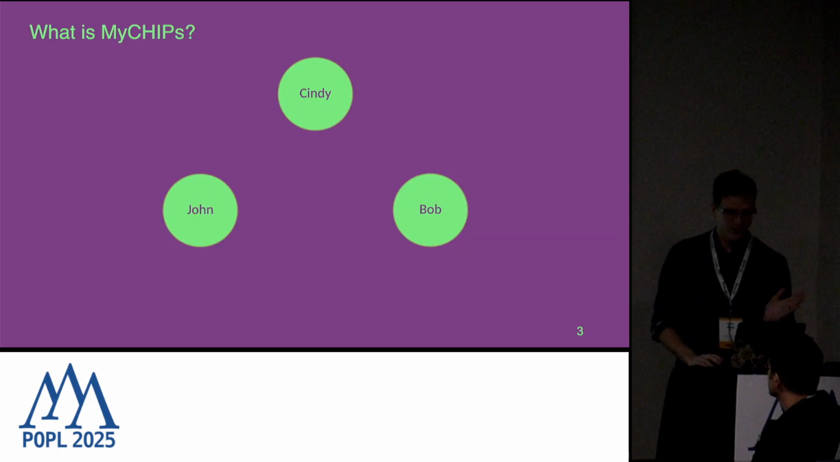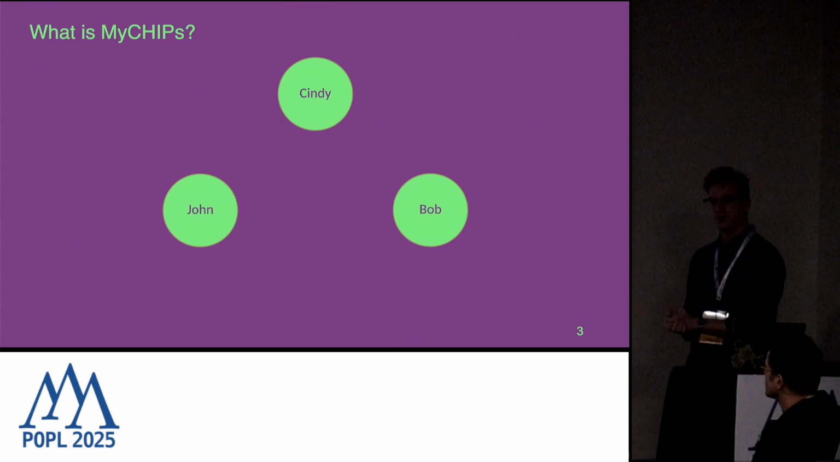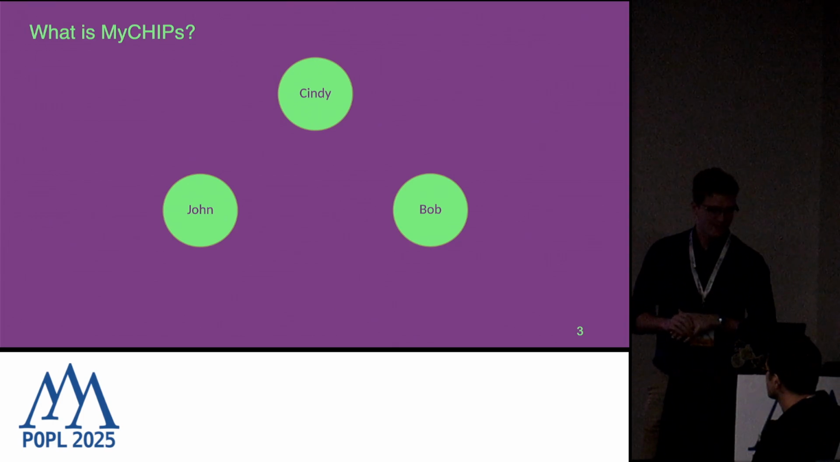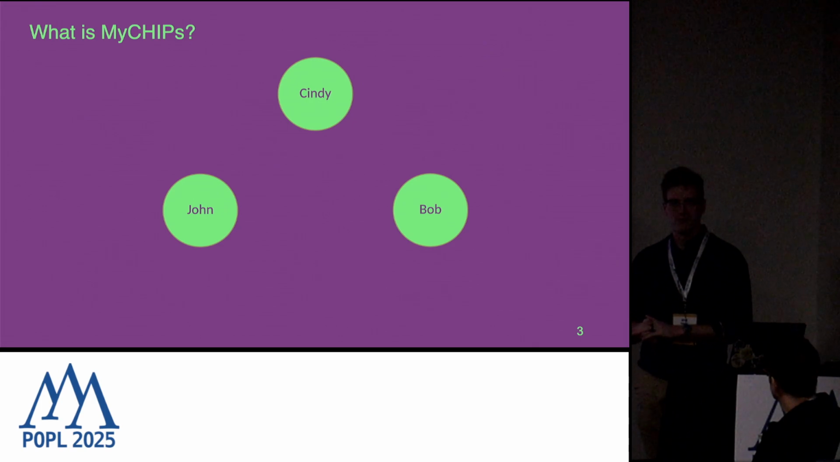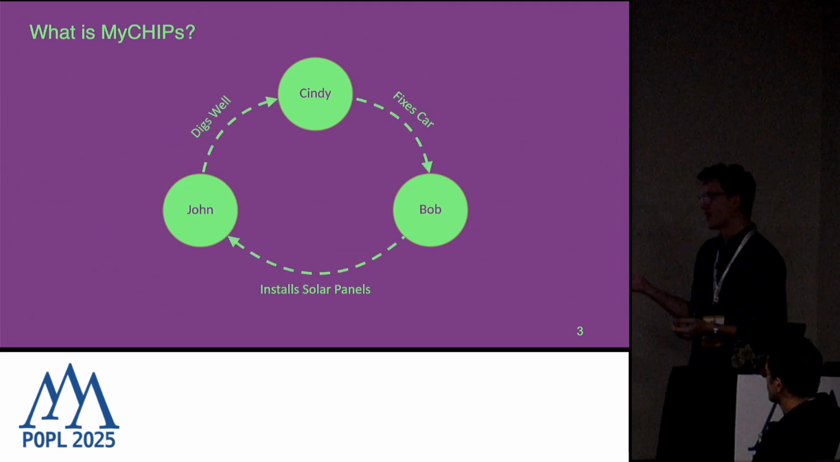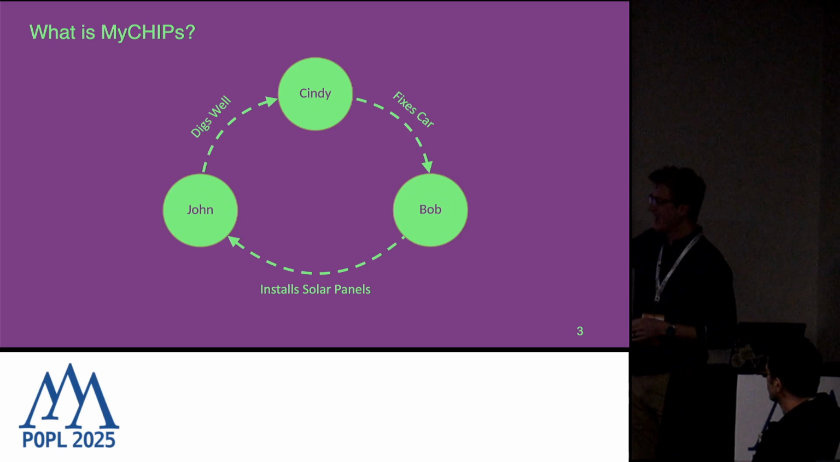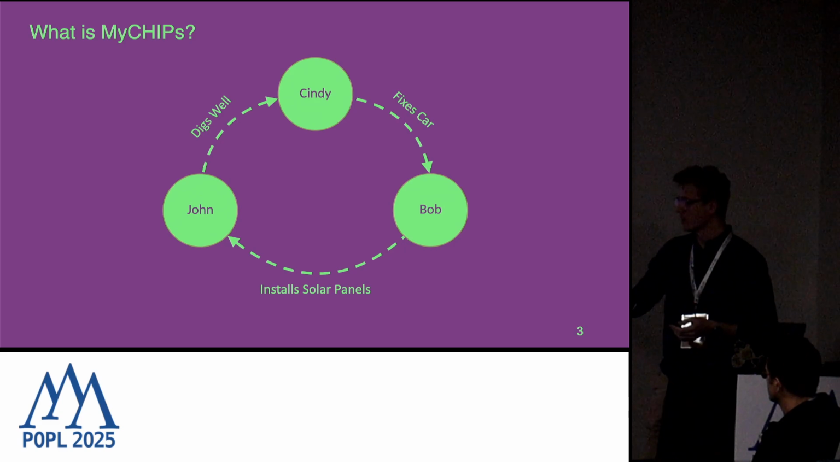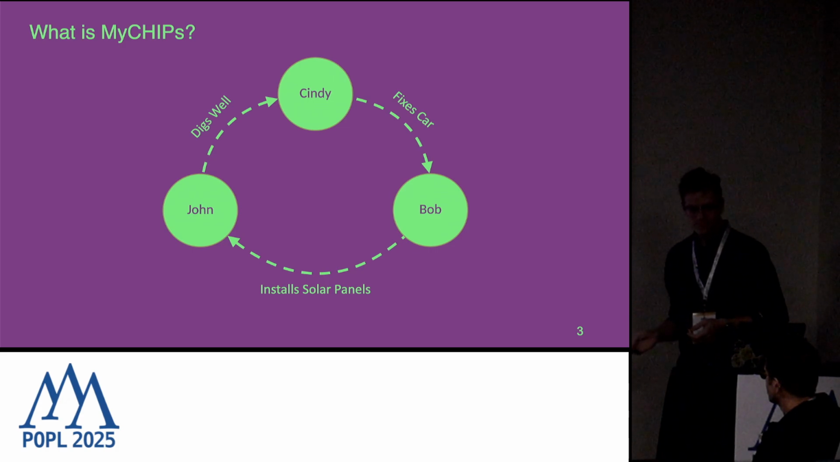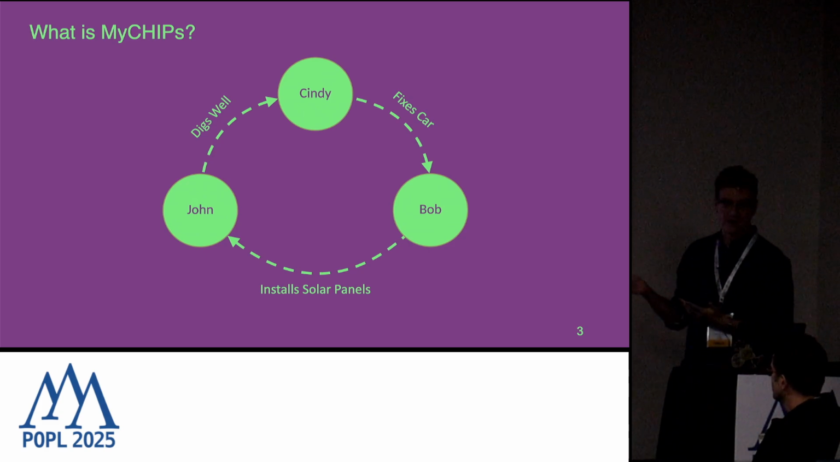The case study we're going to use to try this is a system called MyChips. MyChips is a kind of digital currency. The way you can start to think about MyChips is to begin thinking about a barter that involves more than two people. For instance, Bob's car broke down and he really needs it fixed. Cindy is able to fix his car, but she would really like a well dug on her property. It's a lot of work, but John's willing to do that work. But John needs solar panels installed on his house, which happens to be what Bob can do. So you can see if they got together, they could do each other's work and everyone would be happy.